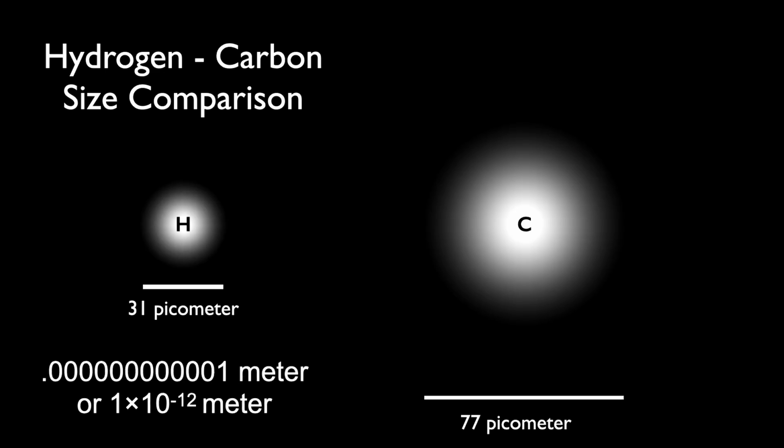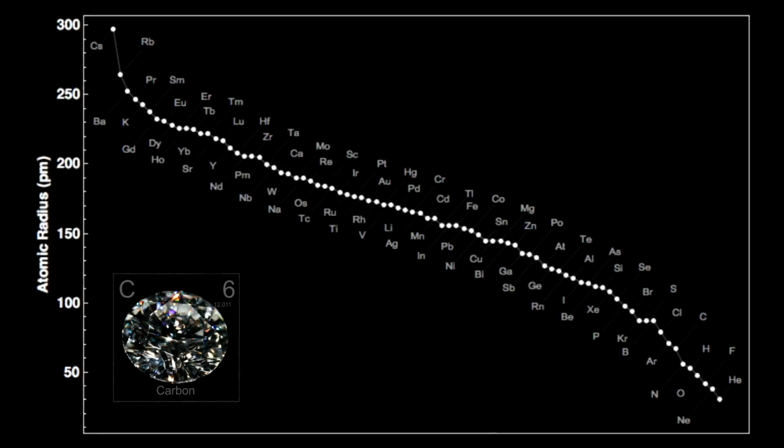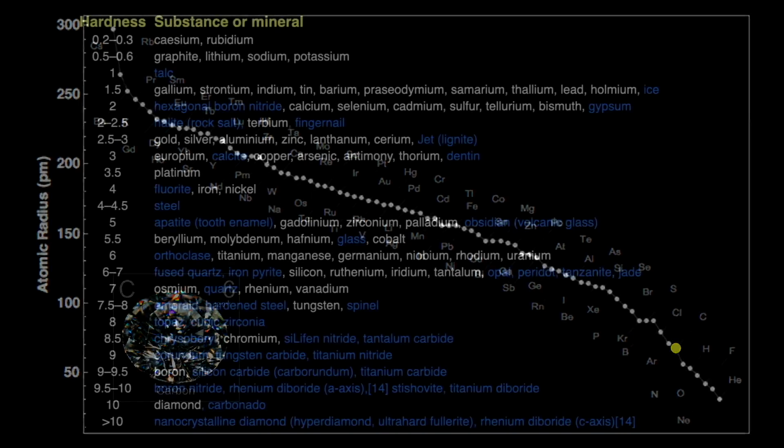Atoms are shockingly small. Here are atom sizes sorted from largest, cesium, on the top left, to smallest, helium, on the bottom right. Carbon has the 7th smallest sized atom of the elements.